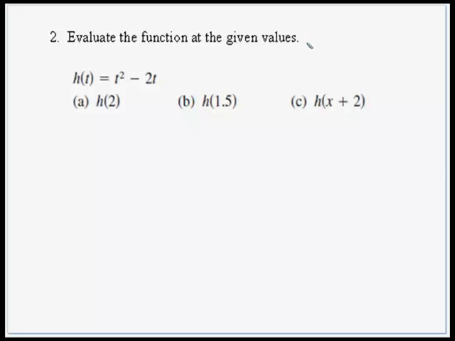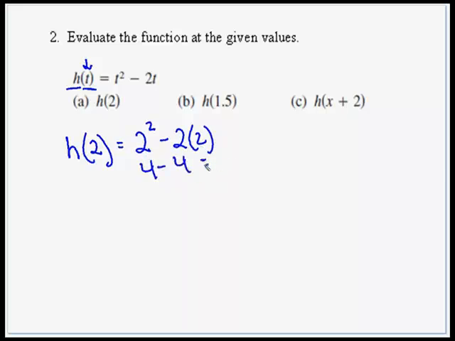Evaluate the function at the given value. So we have our function here is h of t, and that's equal to t squared minus 2 times t. So first we're going to find h of 2. That just means we're going to plug in a 2 wherever we saw a t. So we're going to have 2 squared minus 2 times 2. 2 squared is 4, 2 times 2 is 4, and if we subtract them we get a value of 0.